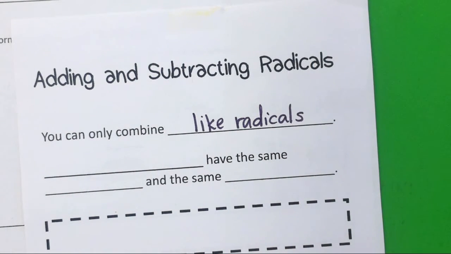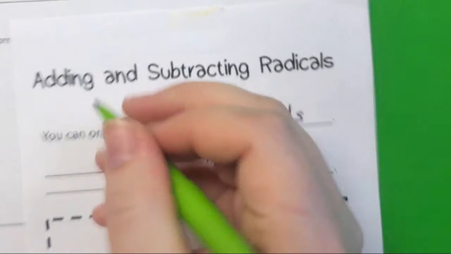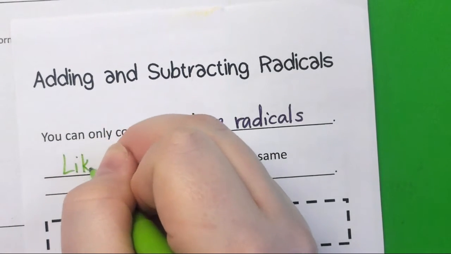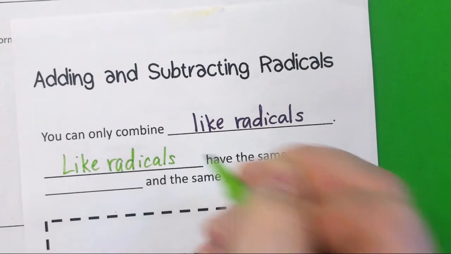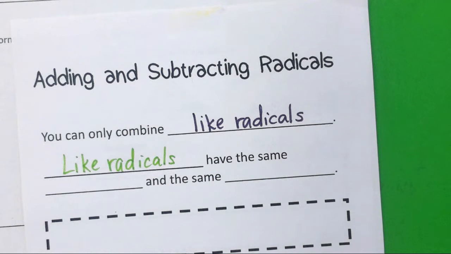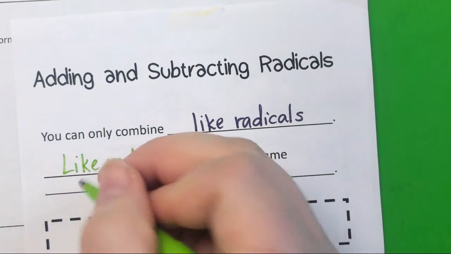So that kind of requires us to know what a like radical is. So let's see, like radicals have the same blank and the same blank. It's going to be vocab terms from radicals. What are they going to have the same? They're going to have the same index.